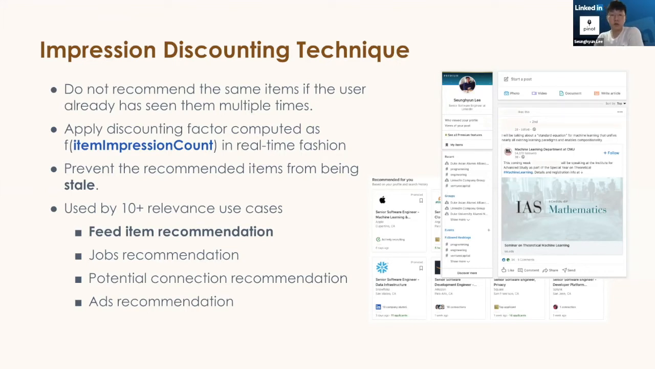For example, if you refresh the LinkedIn main feed, you'll see that the recommended items continuously change. So if Pinot is somehow down for some use case, then the main feed will actually become stale. And impression discounting is used by more than 10 relevance use cases, including feed items, jobs, potential connections, and ads recommendations.